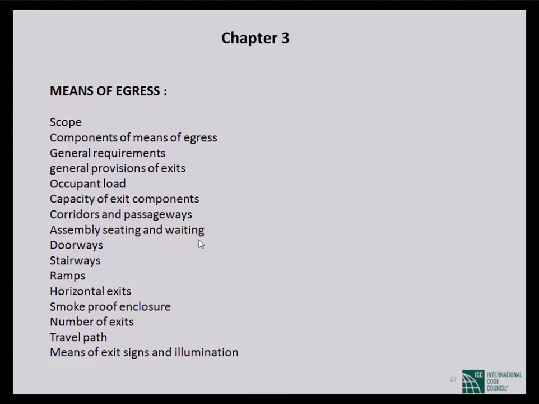Now I am going to chapter 3, which is the means of egress. I have another 45 minutes left, so I hope I will finish this chapter within the definite time.